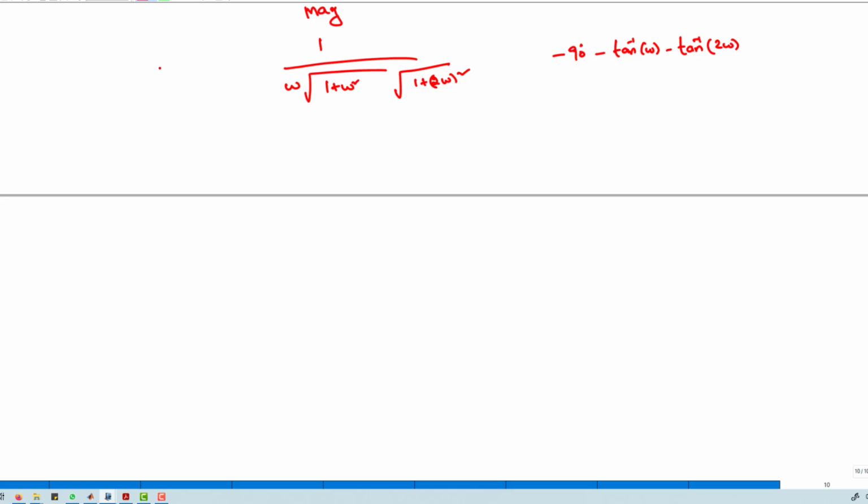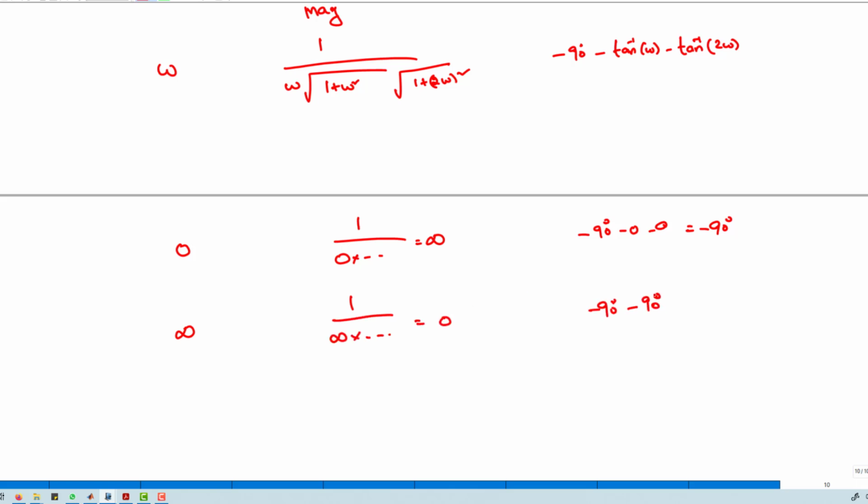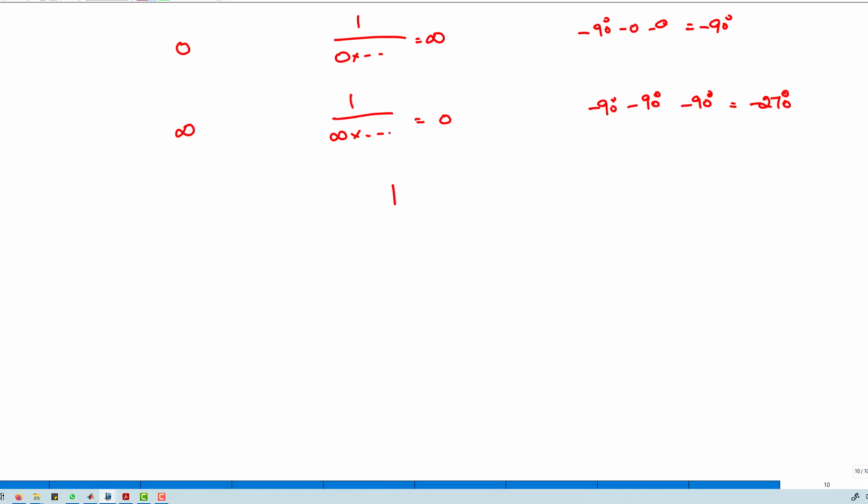So now let us substitute the value of ω as 0. When we substitute 0, 1 by 0 is infinity, and the phase is minus 90 minus 0, because tan inverse of 0 is 0. That is the reason why it is minus 90. When you substitute ω as infinity, 1 by infinity is 0, and tan inverse of infinity is 90. So it becomes minus 90 minus 90 minus 90, which is minus 270.